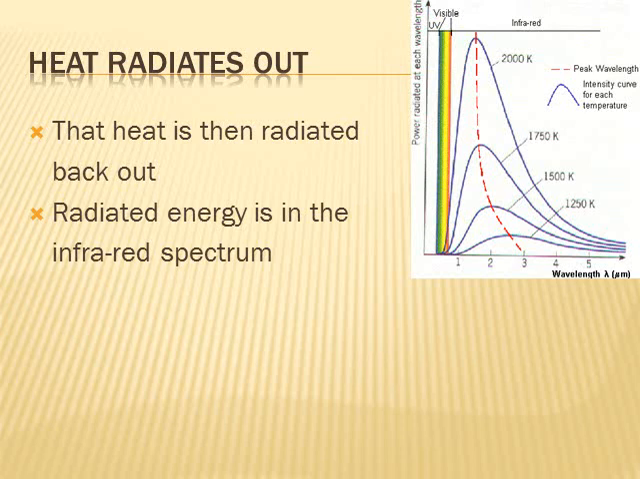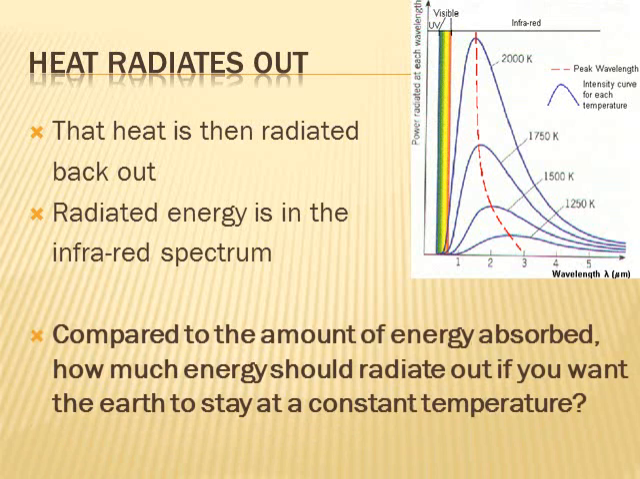Remember, you do not need to be a black body to emit electromagnetic radiation. However, since the Earth is relatively cool, it's one of these down here, right? It's relatively cool, so the spectrum that it's emitting is in the infrared, okay? So as it absorbs energy in all the spectrums, it emits the energy specifically in the infrared. Now, this is going to be really important for what we're doing. So compared to the amount of energy absorbed, how much energy should it radiate back out if you want to stay at a constant temperature? The two should be the same if you do not want your overall temperature to increase.